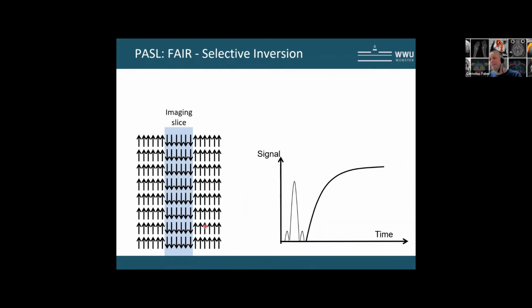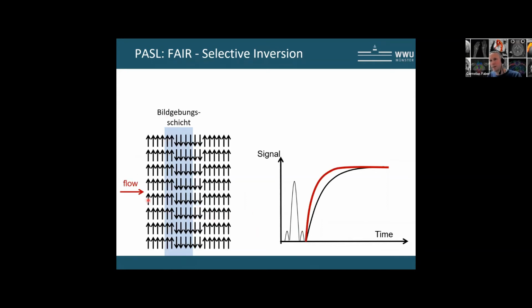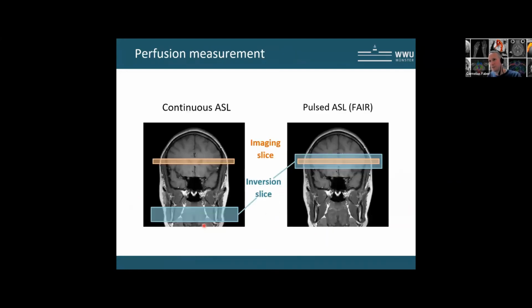However, then we do an experiment where we invert only the imaging slice or any kind of slice. And now if we have flow, what then happens is that in addition to the normal T1 relaxation, there will be inflowing, not inverted spins. And this will lead to a faster, apparently faster relaxation. And this difference can be exploited and will tell us about the degree of perfusion.